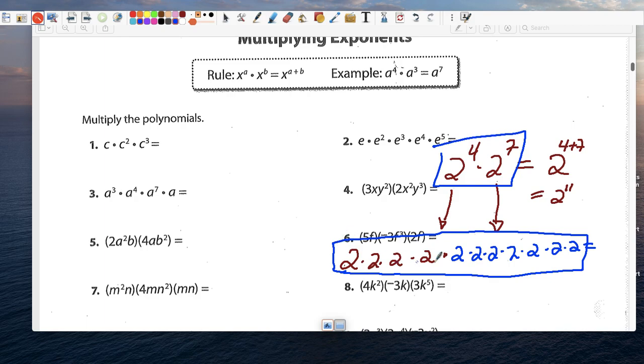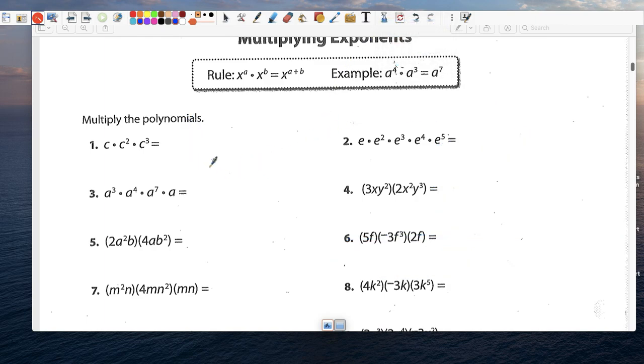Now, to write this whole expression in exponential form, well, you would tell me that this is just 2 to the 11th power. So that's what we're doing. And the shortcut is, if the bases are the same, add the exponents. That's it as far as this rule when you're multiplying two factors.